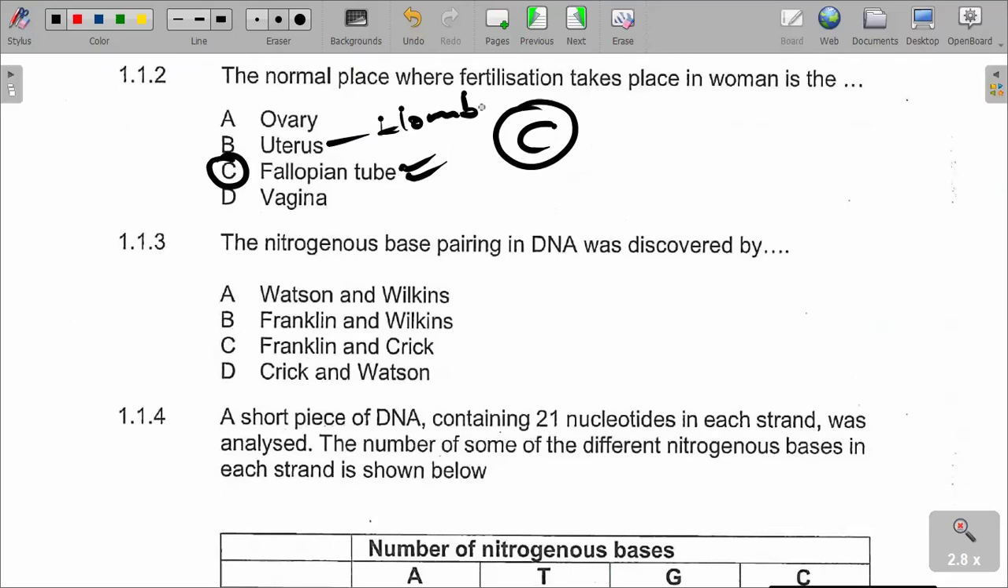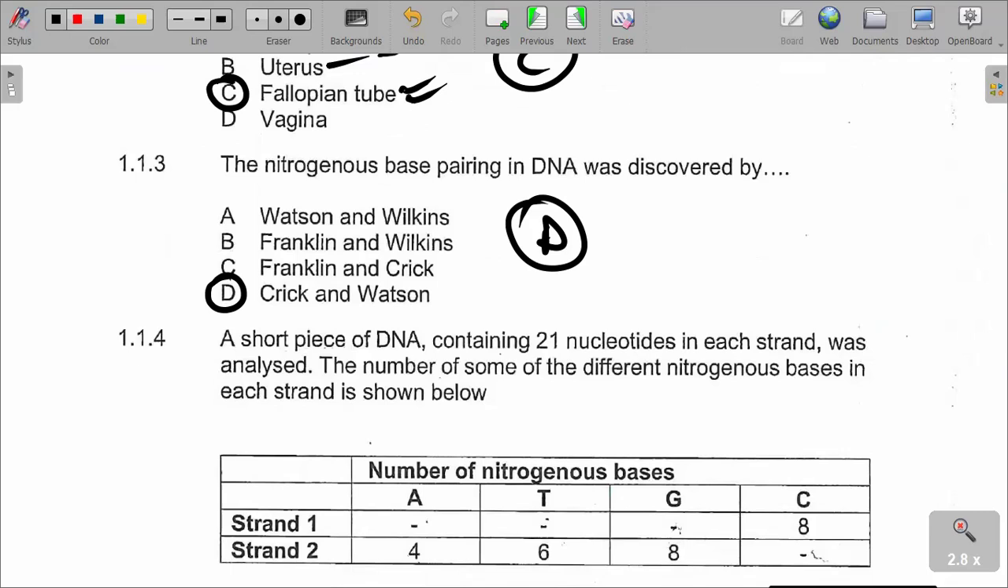The nitrogenous base pairing in DNA was discovered. The nitrogenous base pairing was discovered by Crick and Watson. I want you to understand that it's quite a common question in any paper, which you need to understand, the discovery of DNA. Who discovered DNA? We are saying it was finally discovered, and the prize was given to Crick and Watson.